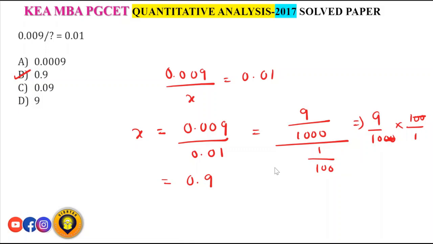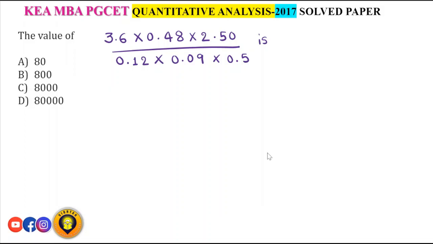Okay, is it clear? 0.009 means 9 upon 1000, 0.01 means 1 by 100. Therefore two zeros will get cancelled, 9 by 10 will remain. 9 by 10 means 0.9. So option B, 0.9 is the right answer.